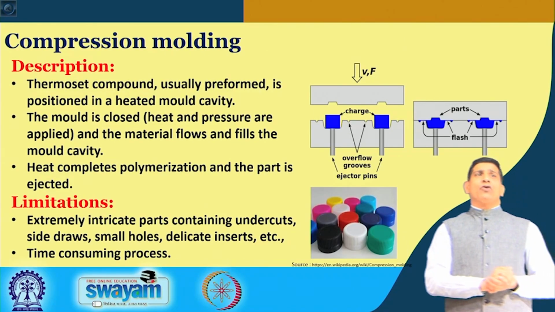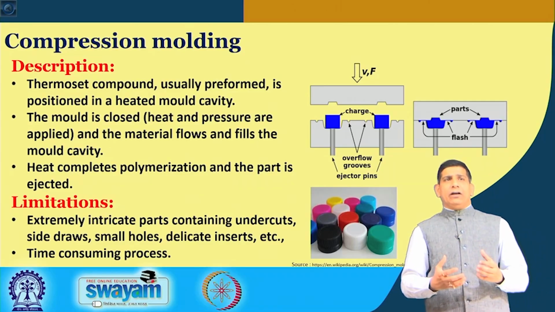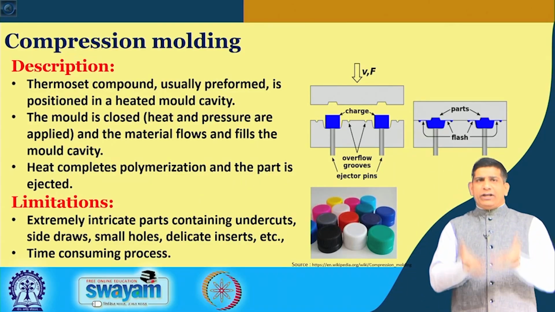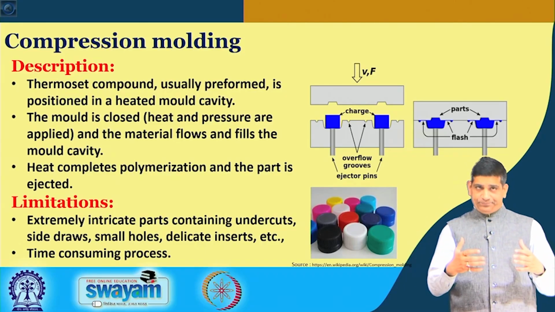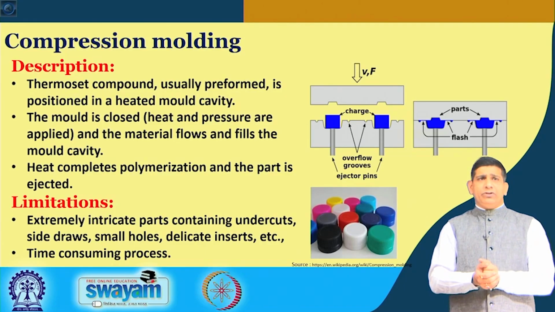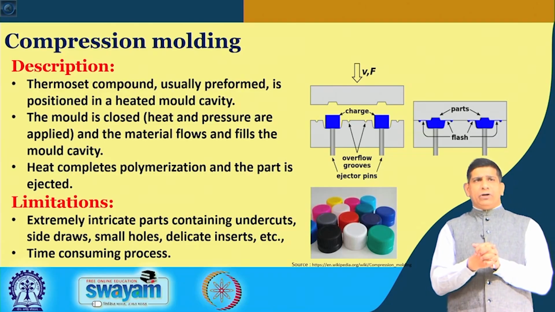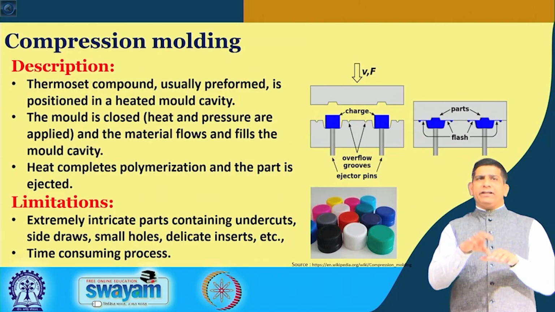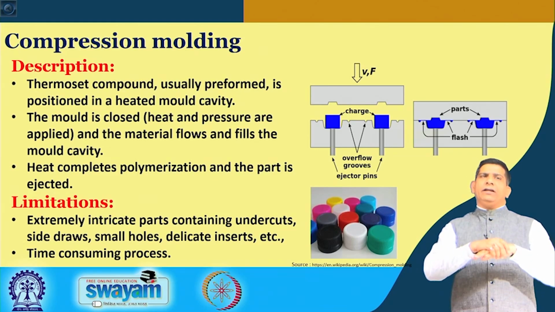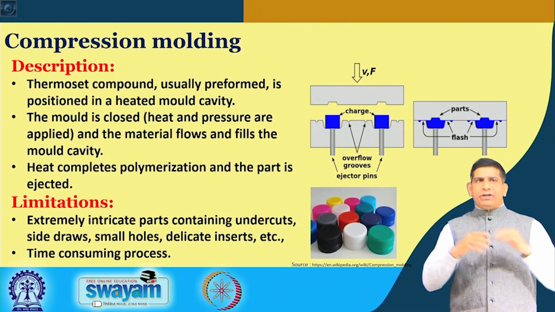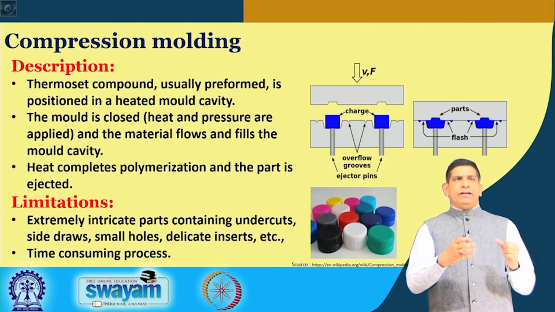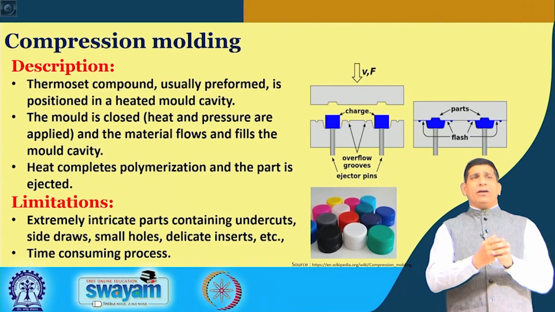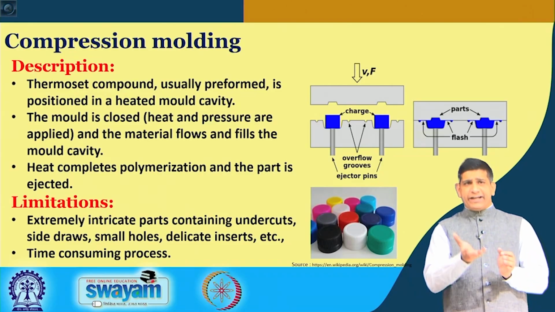Other is your compression molding, where the previous one we were actually blowing things up and trying to get it on the surface of the mold. Here we are trying to compress. So, here is a thermoset compound usually performed is you position it in a heated mold cavity. You put that in the heated mold cavity, the mold is closed and then heat and pressure are applied. The material will flow and fill the mold cavity. So, it will come to the mold cavity, then the heat will complete the polymerization, the part is ejected.